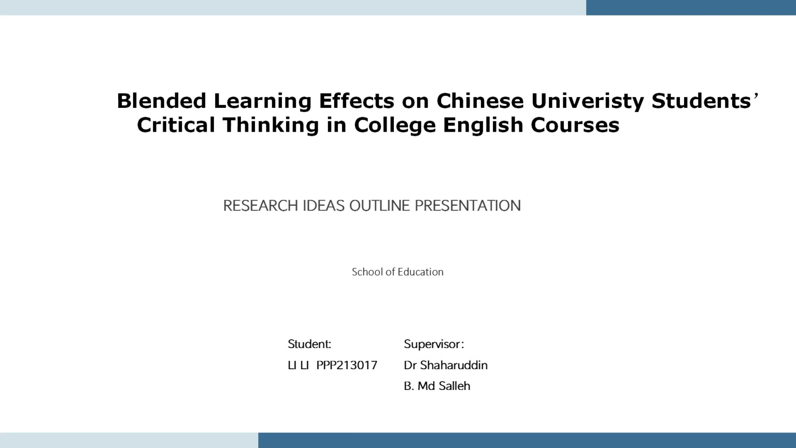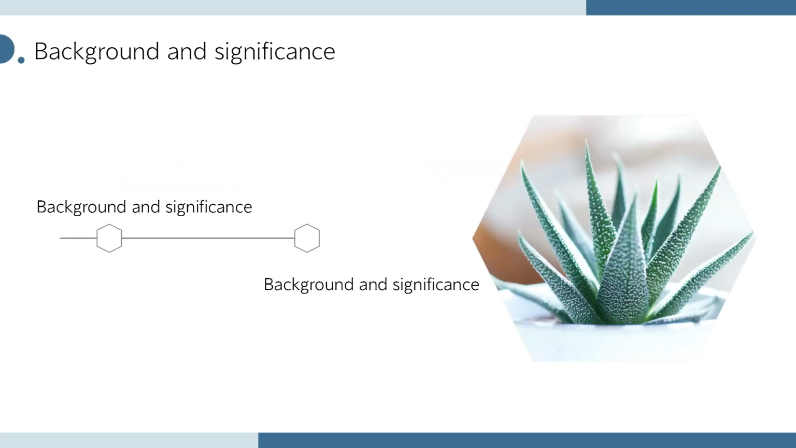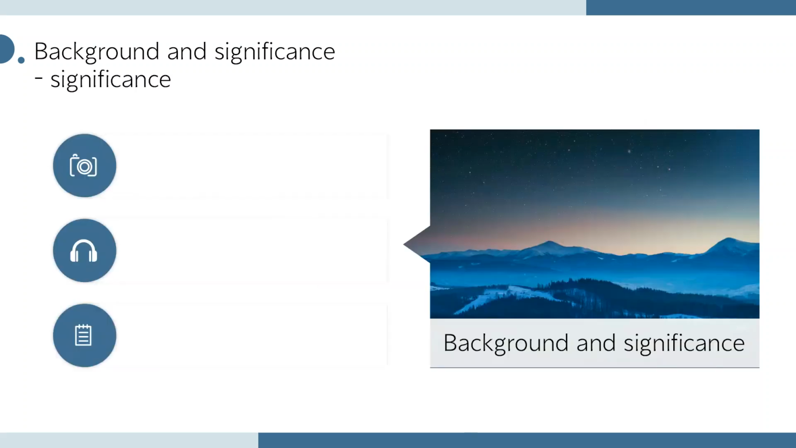My presentation is about blended learning effects on Chinese university students' critical thinking in college English courses. My presentation will cover 4 parts: background and significance, research design, methodology, and expected findings. The first part contains 2 sections: research questions and research problems.